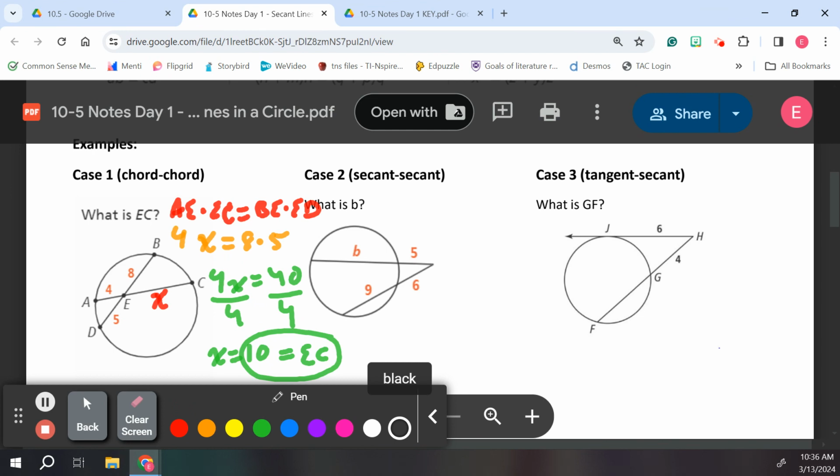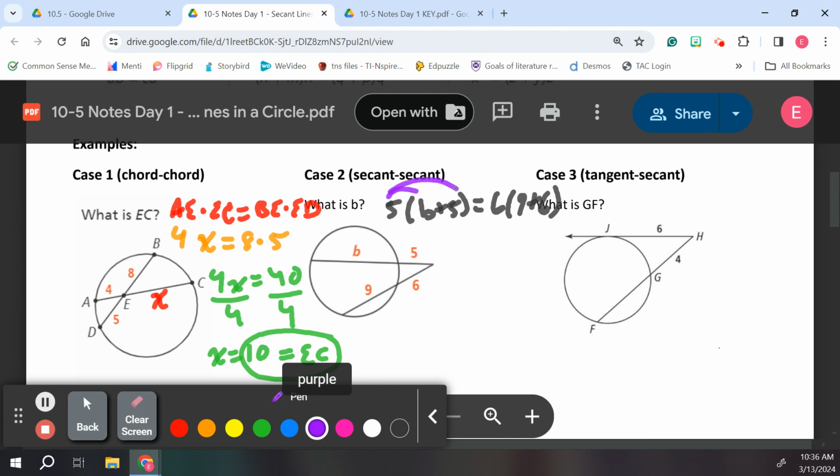All right, let's talk about the secant rule. Remember, we're going to take the sum and multiply it by the outside. So this is going to be 5 times b plus 5, and then it's going to equal 6 times 9 plus 6. I'm going to apply the distributive property here. This will leave me with 5b plus 25 equals 9 plus 6 is 15, and 15 times 6 gives me 90.